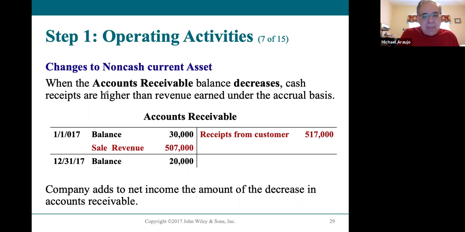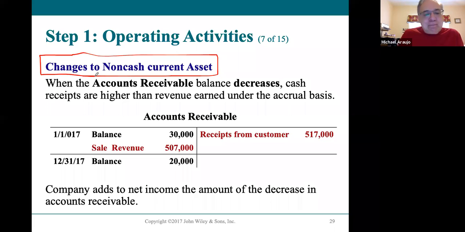That's the way it's done. So what we look at is we look at to see if there's any changes to any of the current assets. Because if there are changes to the current assets, that means that we might have saved cash as a result of that, or used cash as a result of that. And so that's important to know, because we have to either add it or subtract it back into the cash flow statement. So this is an example of that.